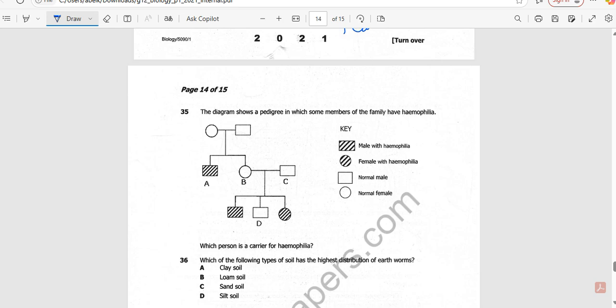Pedigree, in which some members of the family have hemophilia. So look at the key. Before you look at this one, understand the key. So triangle or rectangle, you're looking at the male hemophilic with stripes, female hemophilic, the circle. So normal, okay. Since we know now the shapes and what they are standing for, I have a female, normal, and the male, who was it?